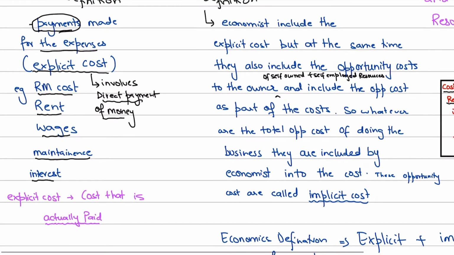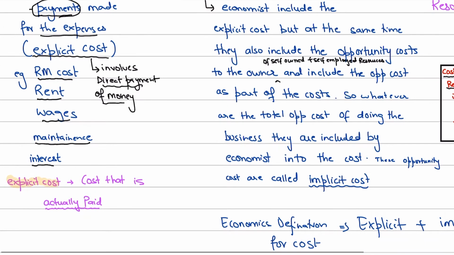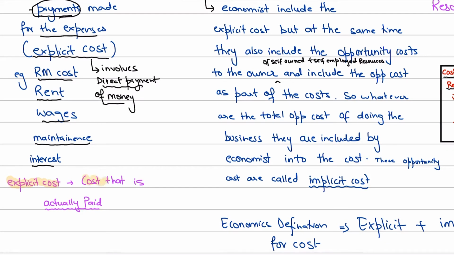And guys, such a cost in which you can actually see outflow of money, which you can see that yes, payment has been made, those kinds of cost in accounting are known as explicit cost. So not only in accounting but in general, all those costs where you can see that yes, payment or outflow has been made for the expenses paid, where real money has gone, where you can see that outflow of cash, that is known as explicit cost. Cost that is actually paid, that is what explicit cost is.